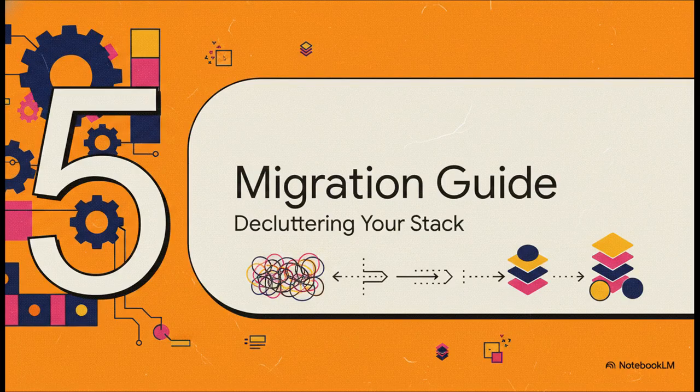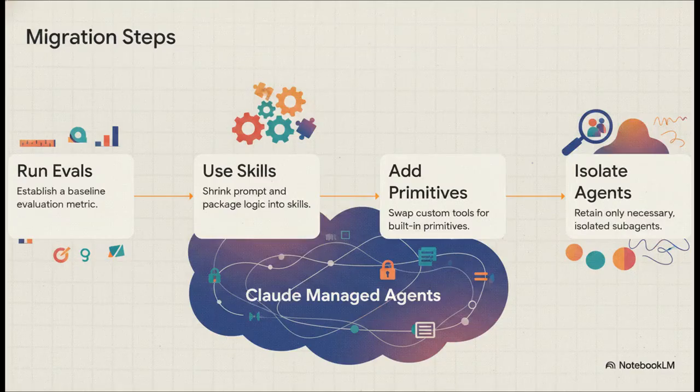Moving on to Section 5, the step-by-step migration guide. Let's declutter your stack. Think of this as a Marie Kondo approach for your AI architecture. Here is your step-by-step. Step 1, run your baseline evaluations so you actually know your starting point. Step 2, shrink that bloated system prompt and package the logic into those composable skills we talked about. Step 3, swap out your high-cost custom tools for built-in primitives, like code execution. And Step 4, isolate only the truly necessary subagents.